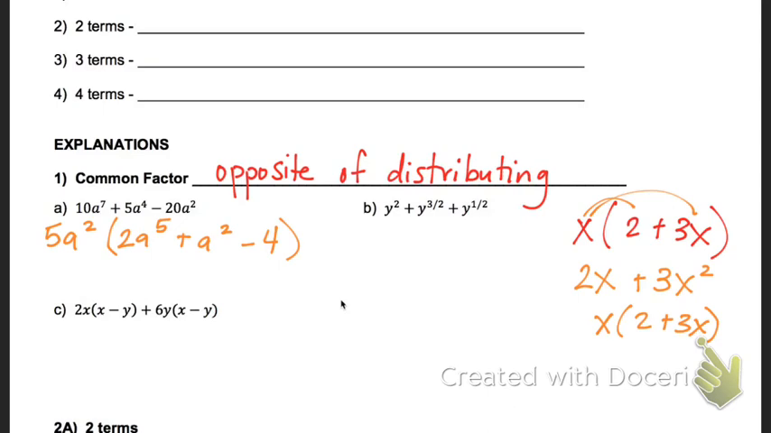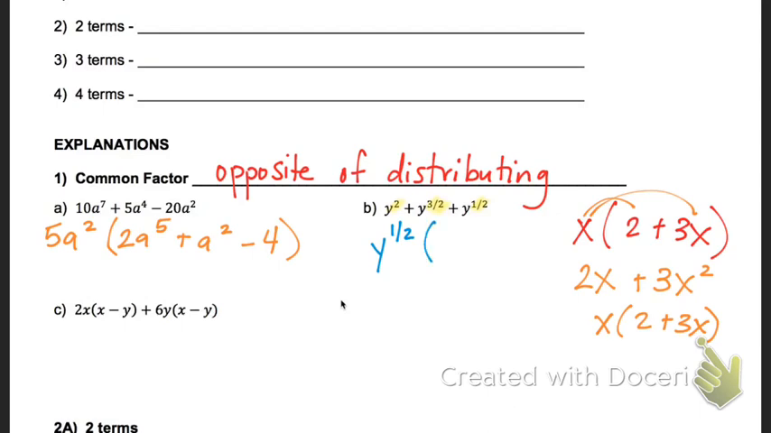Okay, the next one, b. This one is weird because it's a fraction exponent. But let's look at these fractions. It was y to the 1/2. That was awesome. So how did you know it was y to the 1/2? It's the smallest. Okay, so we knew it was 1/2 because that was the smallest exponent.